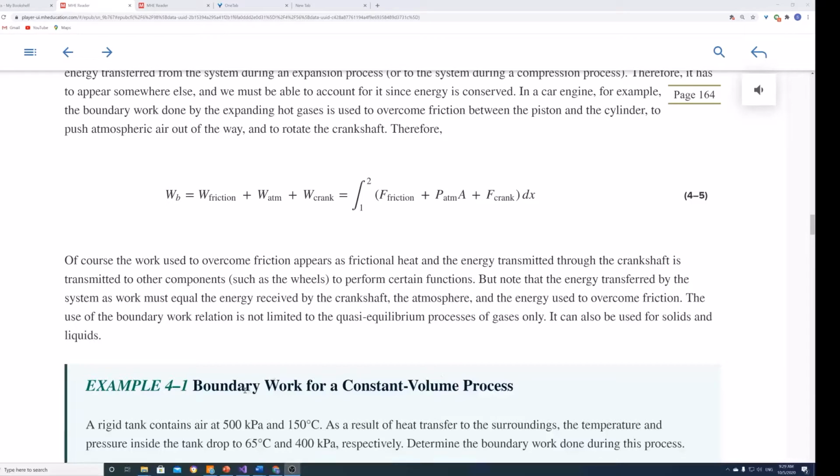So in the first problem, it says boundary work for a constant volume process. When we're talking about boundary work, we're really thinking about it in terms of the PV diagram, right? So you need to use the PV diagram. From the information given here, a rigid tank contains air at this pressure and this temperature. As a result of heat transfer to the surroundings, the temperature and pressure inside the tank drop to 65 degrees and 400 kPa.